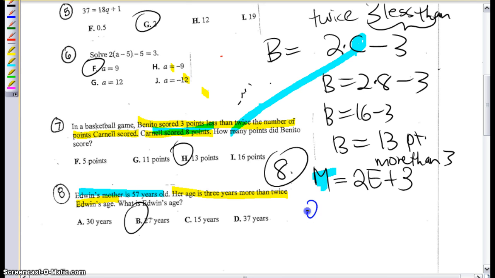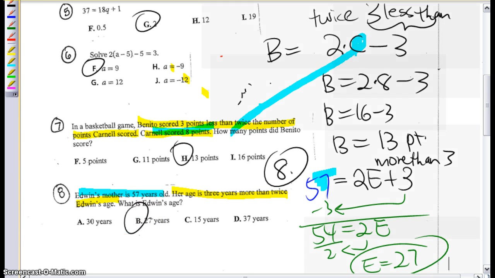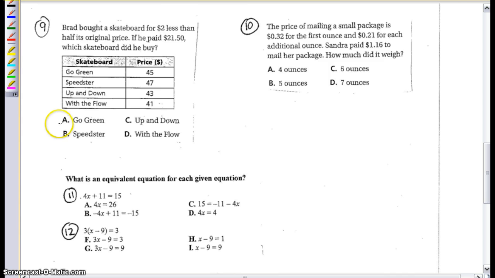So I'm going to write 57 here is equal to 2E plus 3. Then I'm going to solve for E. So I'm going to subtract the 3 from 57, which is 54. That's equal to 2E. Then take the 2 and divide with 54. So Edwin is 27. So that's why I got B. Number 9 is similar to 7 and 8, so I'm going to give you the answer there, B.